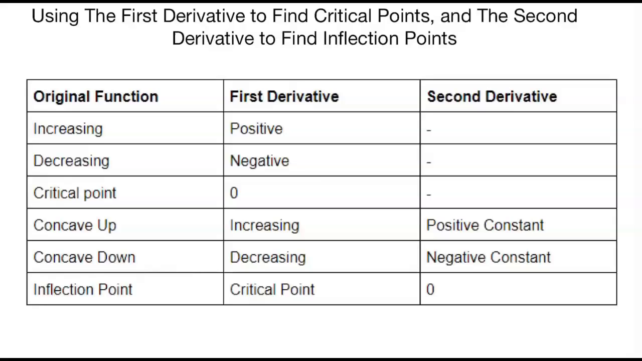This is an example video for using the first and second derivative to find critical points and concavity. We will go through an example graphically and algebraically using the following chart. First, we will look at a graph of an original function. When looking at the original function, we will want to determine where the graph is increasing and decreasing.